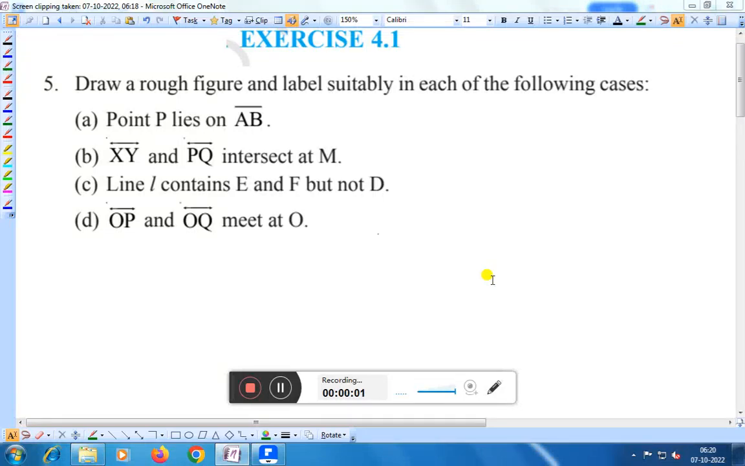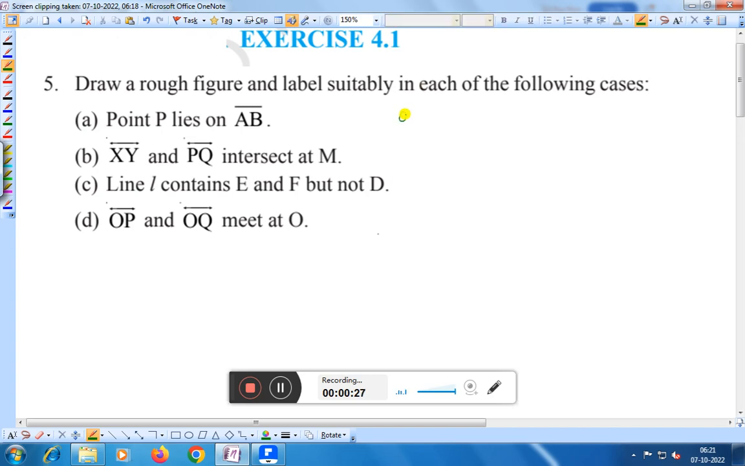Hello everyone. Today we shall discuss exercise 4.1 question number 5. Draw a rough figure and label suitably in each of the following cases. A. Point P lies on AB line segment. That means here we will take one line segment. Suppose this is question number A.